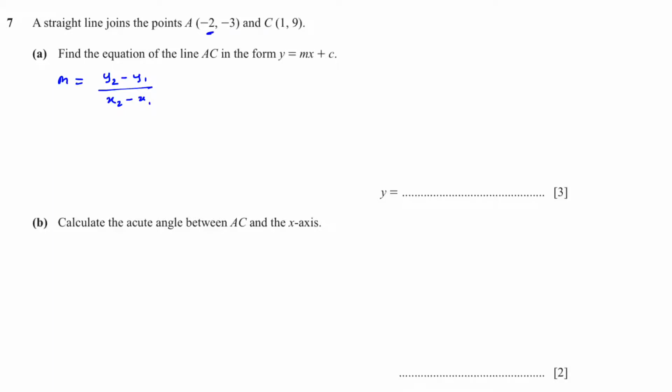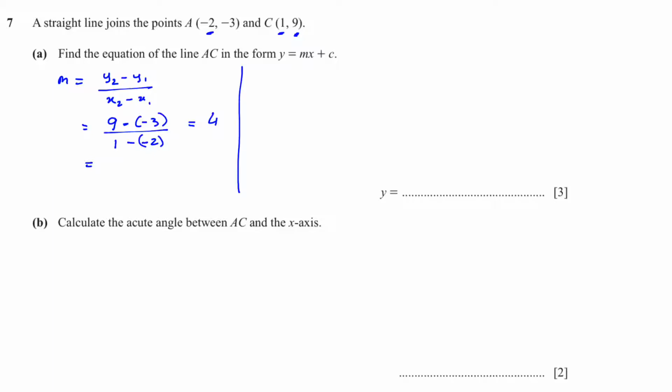You can take this x2 or this x2, it doesn't make a difference. But whatever you take as x2, the y value of that will be y2. So I'm taking this as y2. So 9 minus 3 over 1 minus 2. And we will get 12 divided by 3, 4. So the gradient is 4.